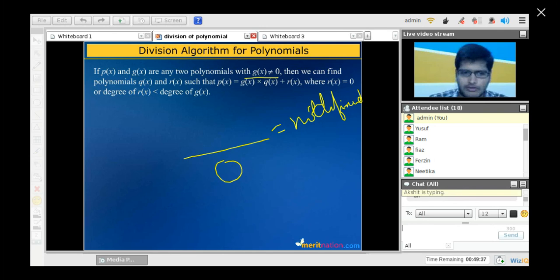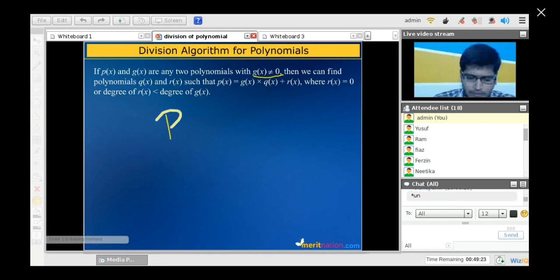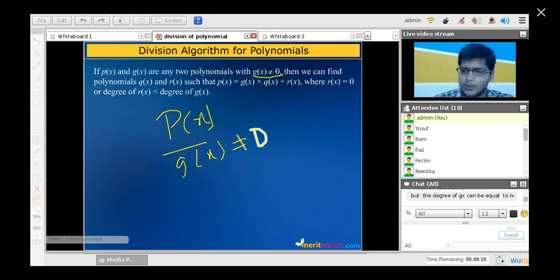Undefined. Okay, not defined or undefined? I don't think it is "not defined". Generally, we say... I'm not that good at English. Probably you can check for yourself whether it is undefined or not defined. With g of x not equal to 0, generally what we write is p of x by g of x, so g of x should not be equal to 0.